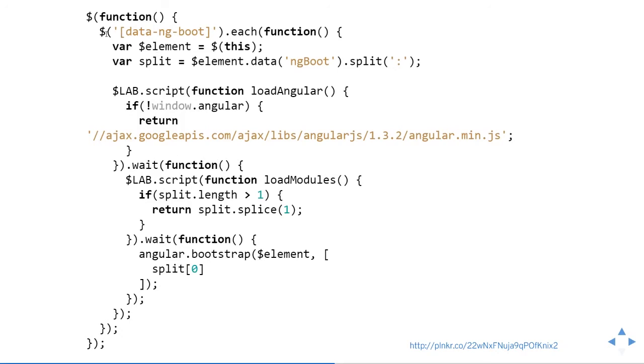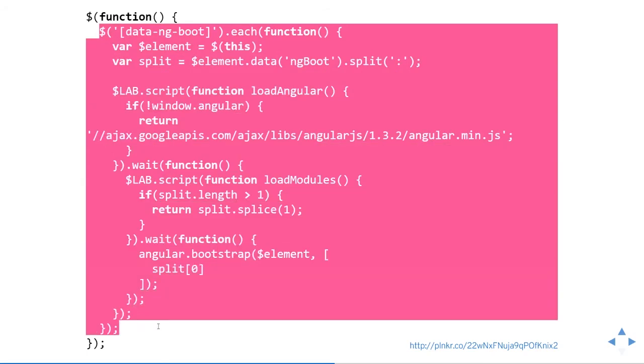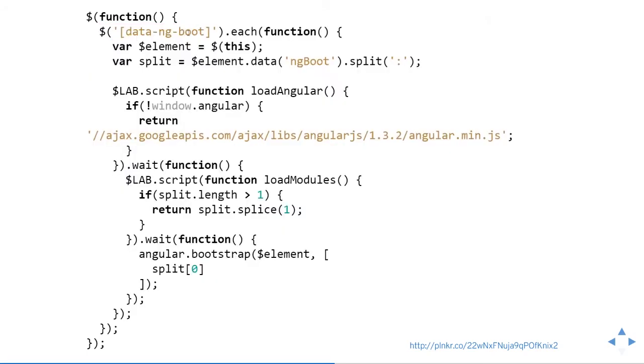So to explain it a little bit, we also iterate over all data-ng-boot elements, or elements with these attributes. And then here we just put aside the element. We split the data value by colon. So in the first one we have the module name, and the second array element will be the file that we want to load. And then we use lab.js, which is an asynchronous script loader. You can also load other scripts with that, and you can queue up script loads, and then you can wait for a few scripts to load.